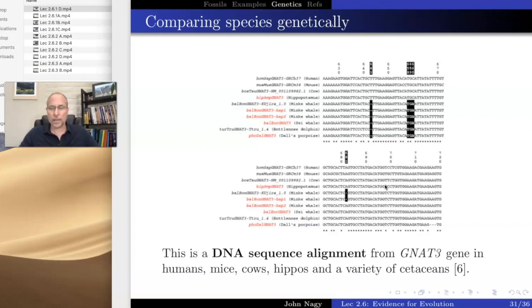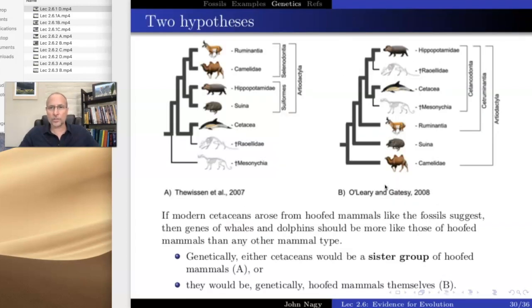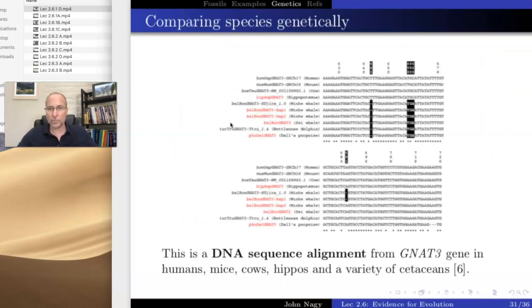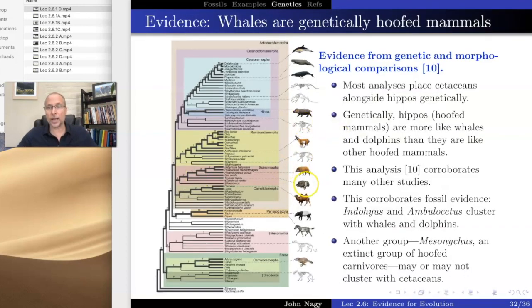So that's been done. And in this analysis, they were testing this hypothesis and even testing to see whether or not the hoofed mammals are related to the cetaceans. So they looked at a huge number of different species, not just dolphins and whales and hoofed mammals, but a bunch of other species, and here's the result that they got.